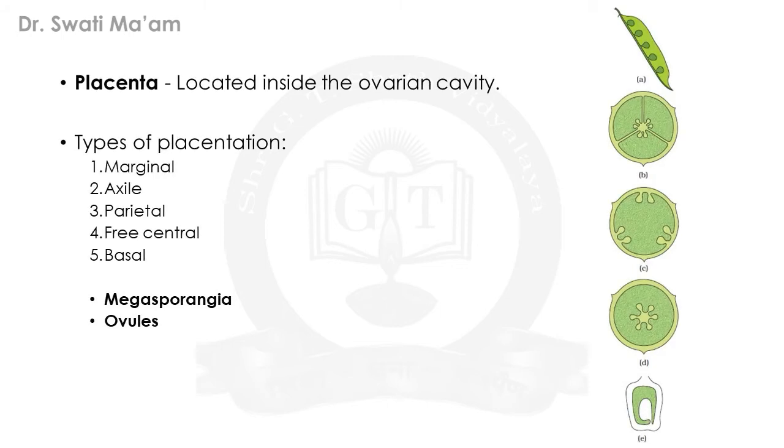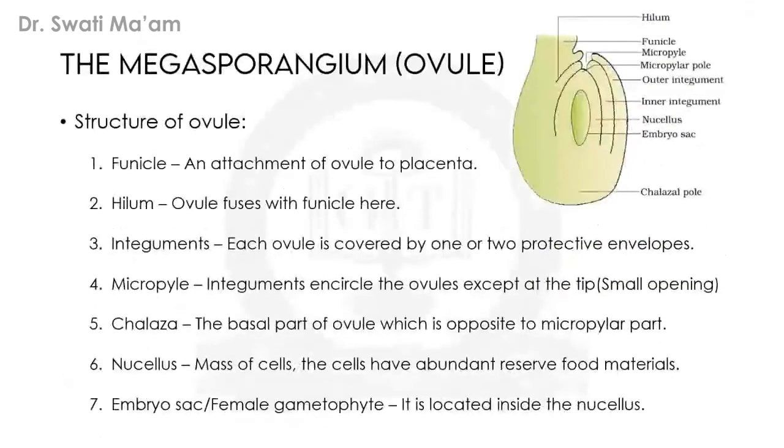Arising from the placenta, the megasporangia develop, which are commonly known as ovules. The number of ovules in the ovary may be one, like in wheat, paddy or mango. They may be many also, like in papaya, watermelon and orchids. All these are repetition only; we have only revised this. Today's main topic is the megasporangium. Megasporangium is also known as ovule, so here we will discuss the structure of the ovule.